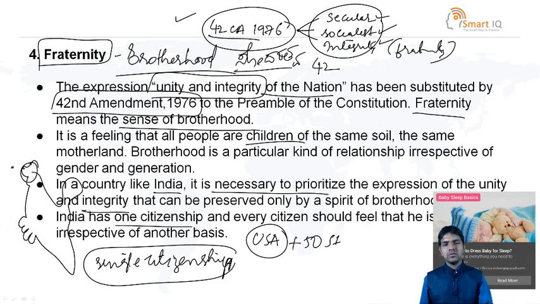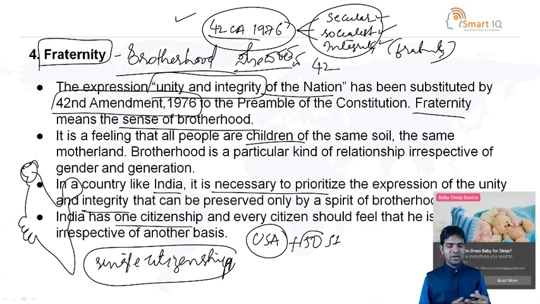Except Jammu and Kashmir, wherever you go and live, profess, do work, whatever you do in the other states, no separate citizenship is necessary. But in America, there are 50 states, and the 50 states have different citizenship cards.